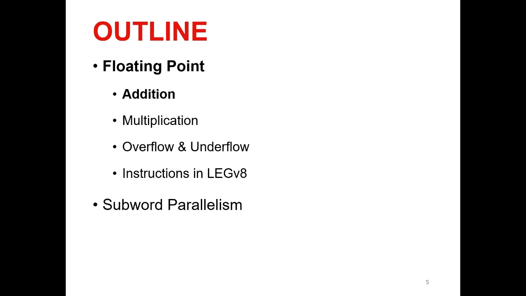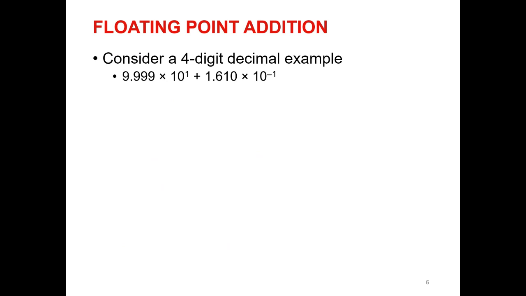First of all, we are going to consider the addition in floating point, and we are going to imagine that we only have four-digit precision. So imagine now that we have two decimal numbers, in this case 9.999 multiplied by 10 power 1, and we want to add this number to this other decimal number, which is 1.610 multiplied by 10 power minus 1. Okay, so we want to perform the addition of those two floating point decimal numbers.